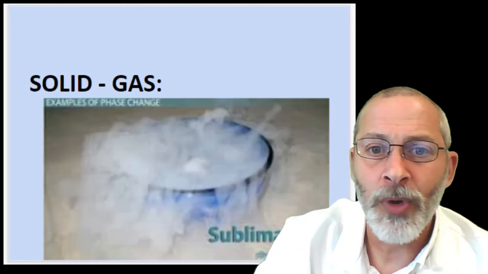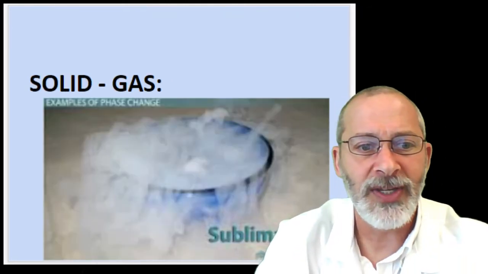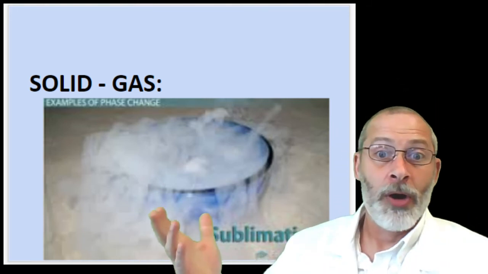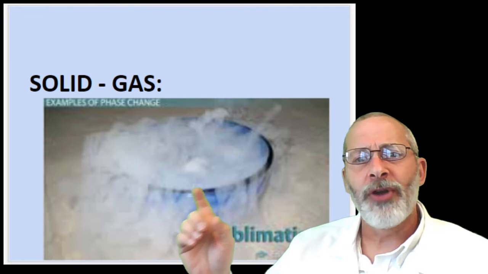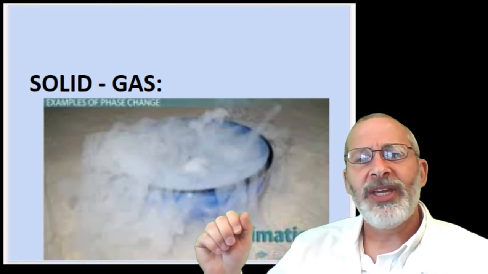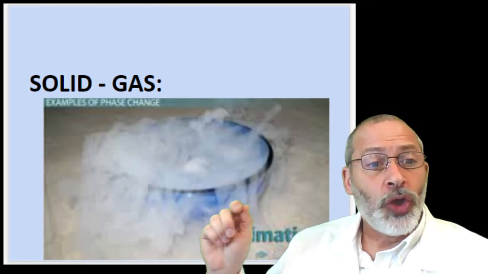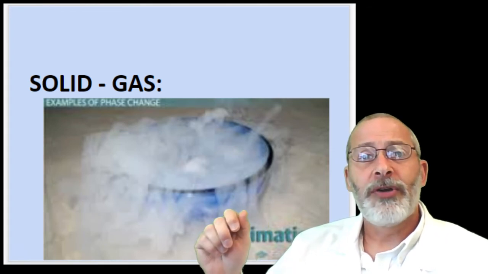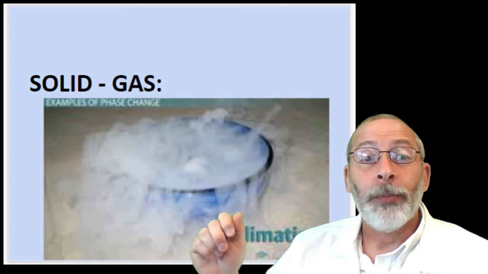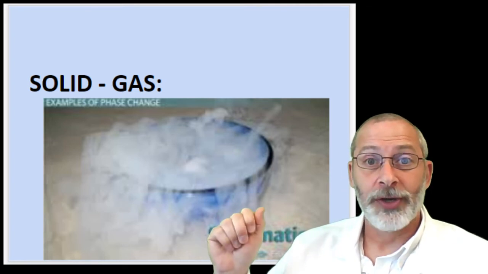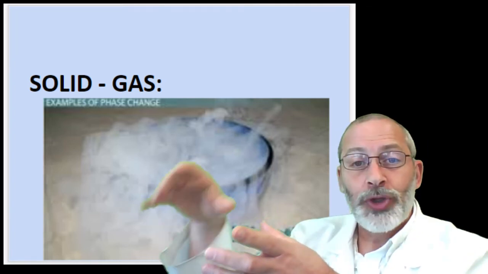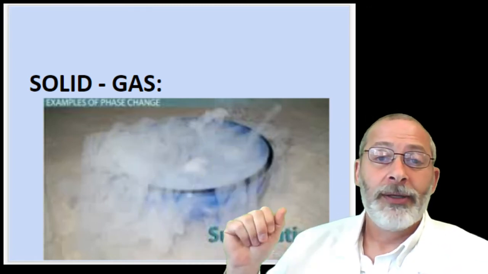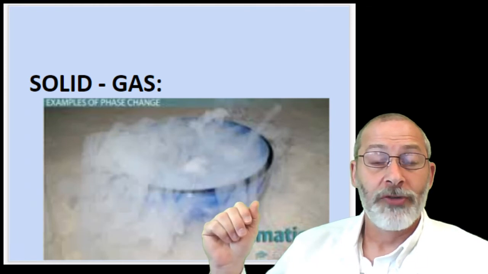Now, there's one more phase change I want to mention, and this is not a common one here, although it is a common one on Mars. And it's going from the solid to the gaseous phase. You may be familiar with this if you've ever used an ice cube tray in your own freezer. You fill up an ice cube tray with water, you put it in the freezer, and you turn it into ice cubes because the water freezes.